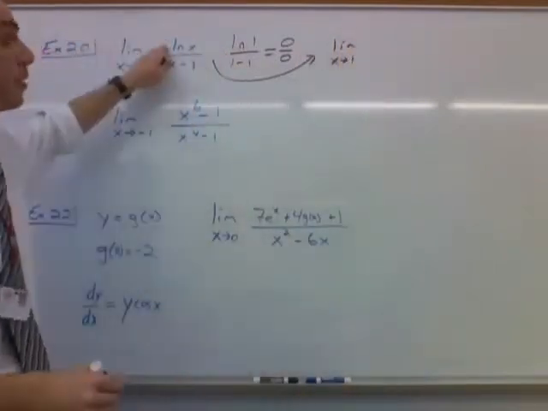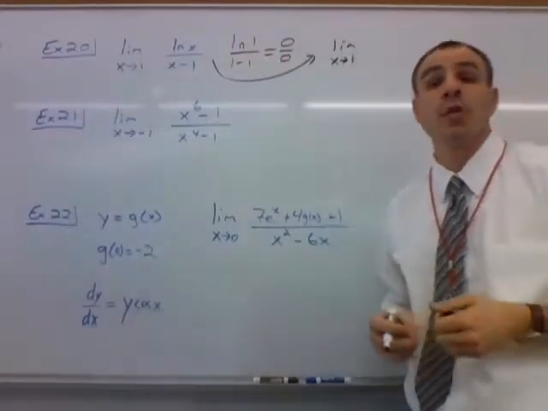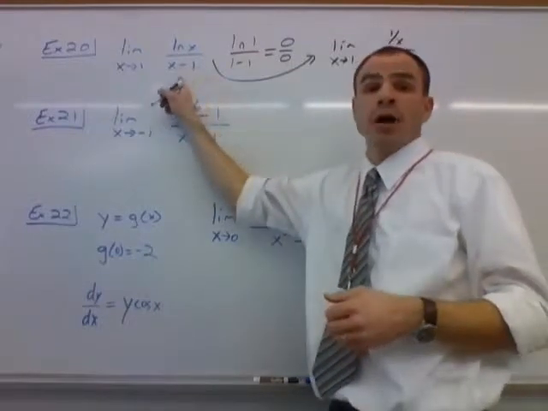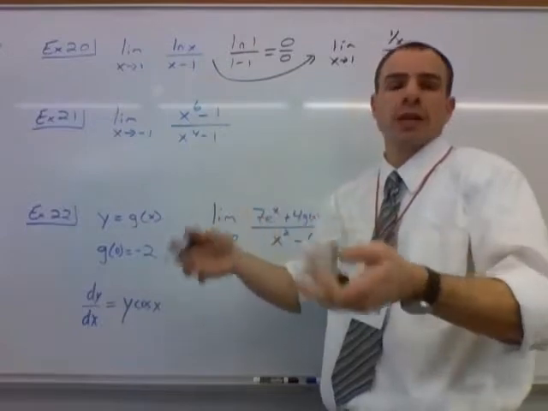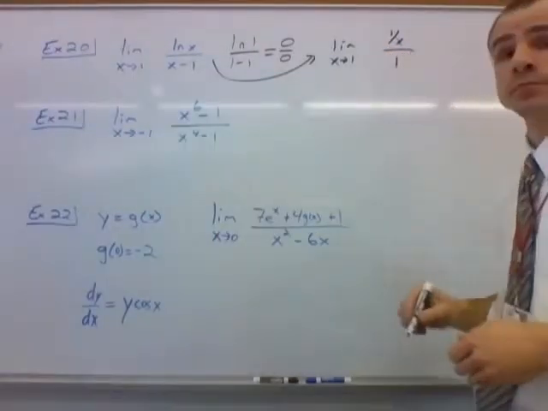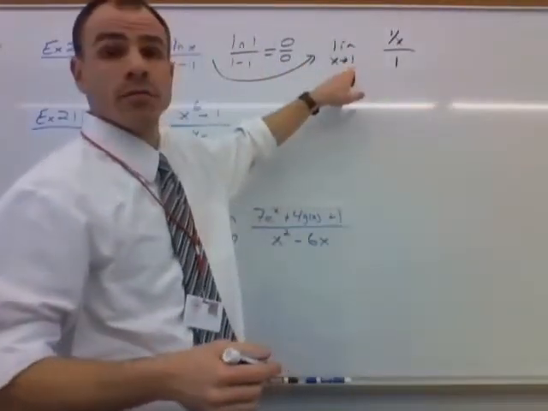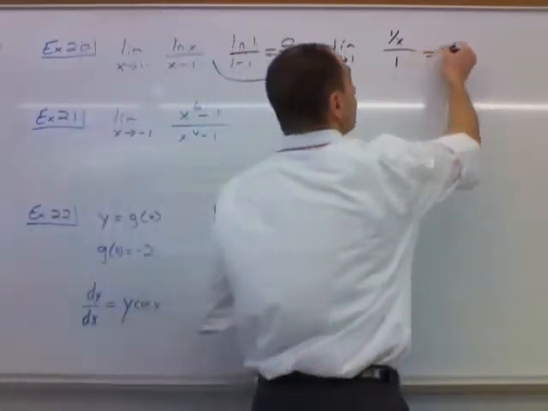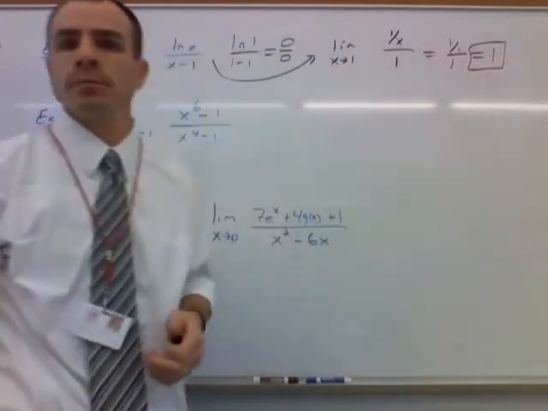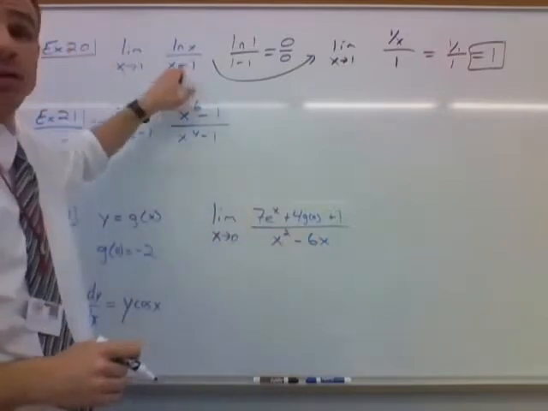What's the derivative of the natural log of x? It's one of our rules from a long time ago. It's 1 over x. Then the derivative of x minus 1: x derives to 1, negative 1 derives to 0, so we just have 1 in our denominator. Now when we plug 1 into this, because we're doing the limit again, we have ourselves an answer. We end up with 1 over 1 divided by 1, which simplifies to 1. That's how L'Hopital's works. A lot easier than trying to figure this out in some other manner.